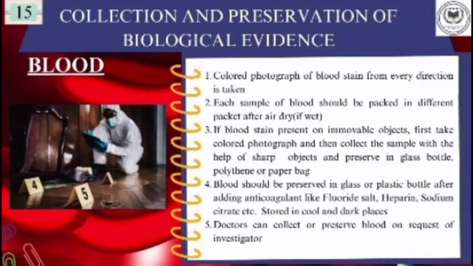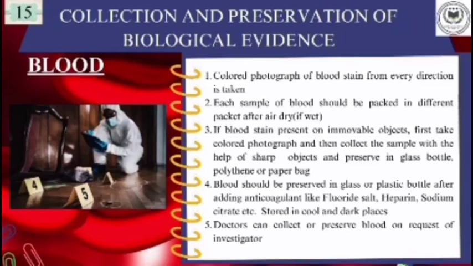Then, if blood is in the form of a liquid, use a dropper to collect the blood and preserve it in a glass or plastic bottle. Add anticoagulant to the vial to prevent the coagulation of blood. Examples of anticoagulants are fluoride salt, heparin, sodium citrate, etc.